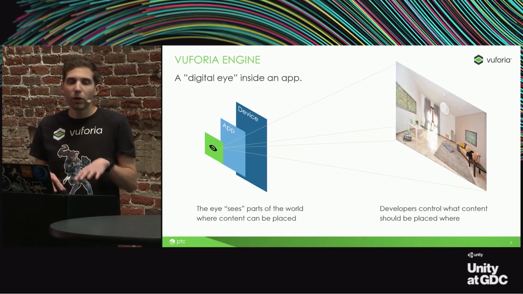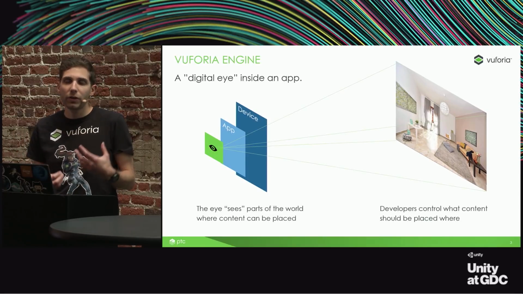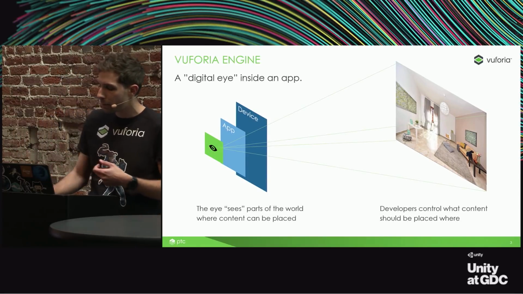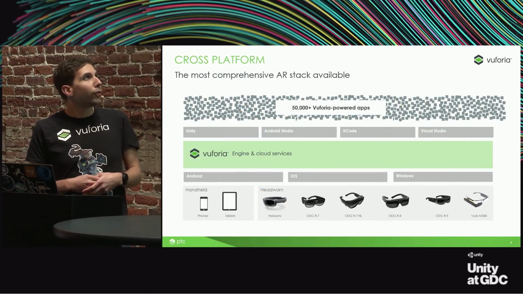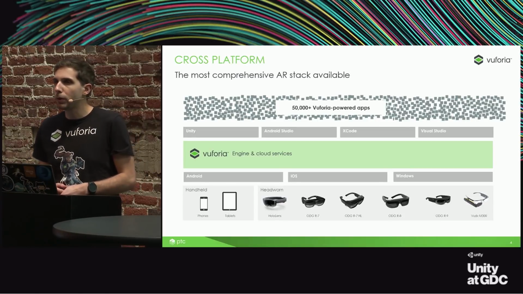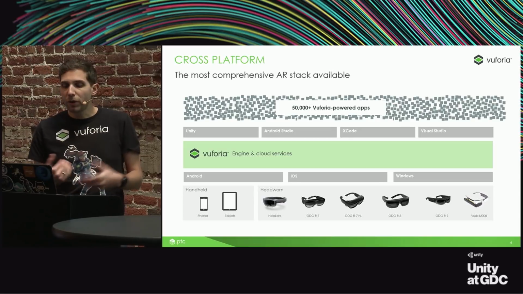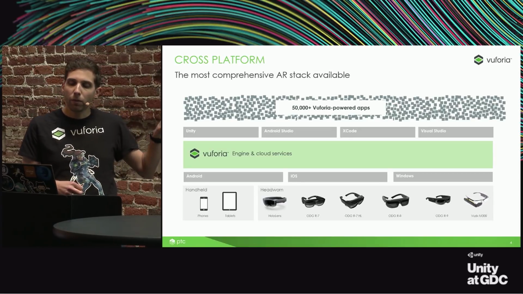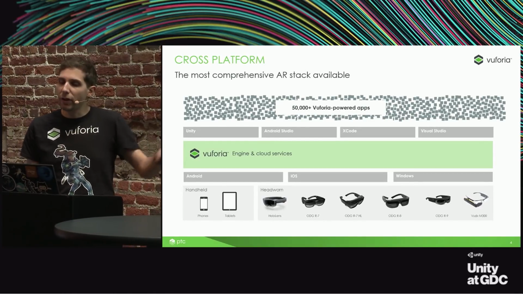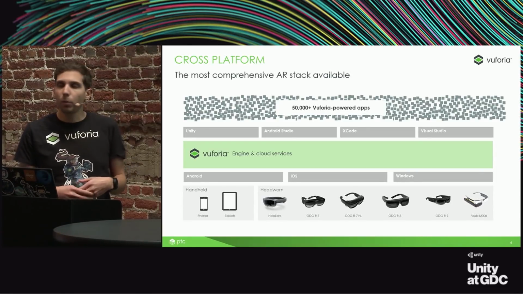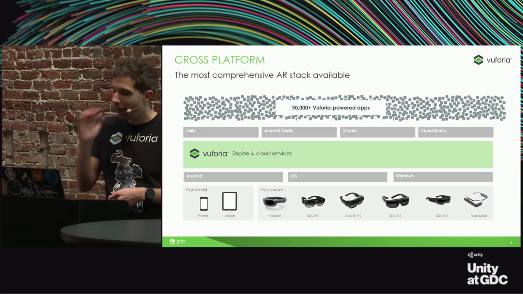So we use advanced computer vision to understand the world. In particular, we can understand your environments, and we can understand your objects. Today in the market, there's over 50,000 Vuforia-powered apps that have been published in the various app stores, with under 50,000 that are actively in development. Not only do we work alongside handheld mobile devices like phones and tablets, we also work on a ton of headworn devices, and we're always expanding the amount of devices we support, both handheld and headworn.